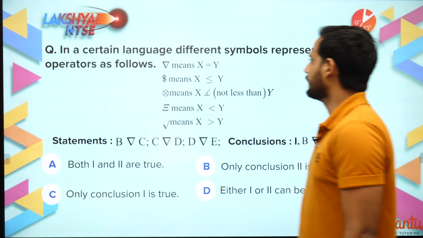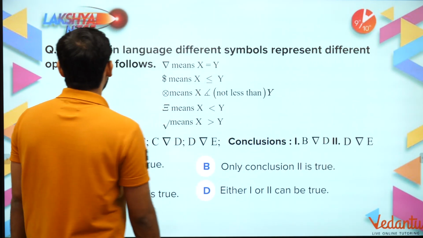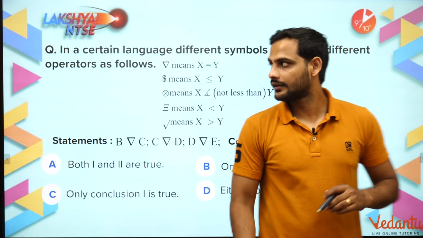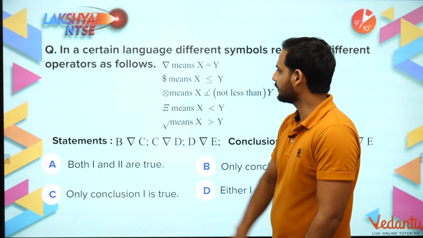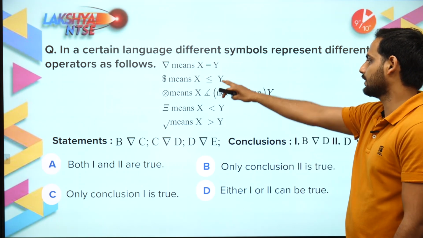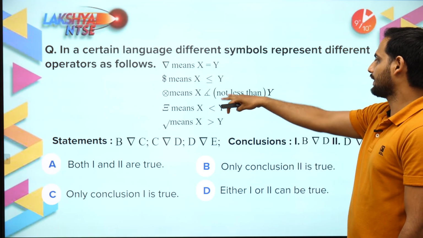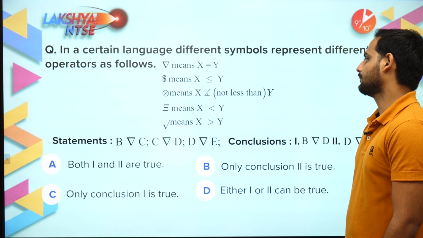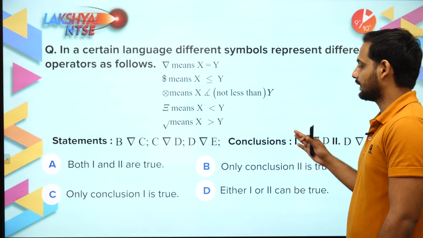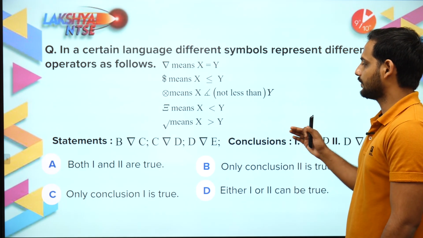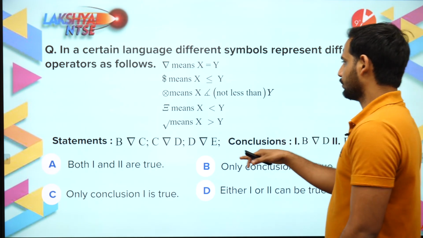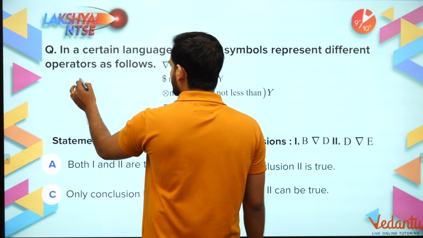In a certain language, different symbols represent different operators as follows. This inverted triangle means x is equal to y, the dollar sign means x is not less than y, and this means x is less than y, and this means x is greater than y. Okay, so now these are the signs given. This means equal, so they are saying B is equal to C.